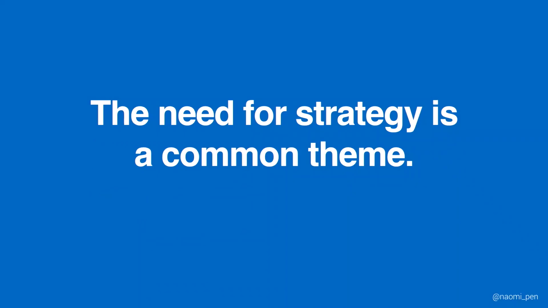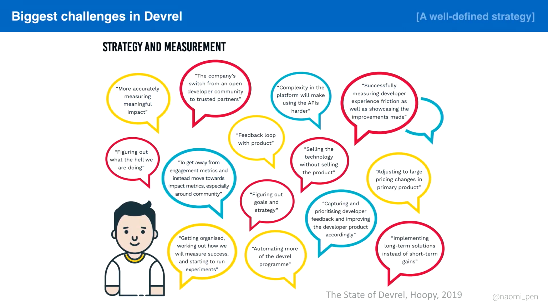And this need for a strategy that I feel is a common theme. So if you look at WHOOP's The State of DevRel report, they actually looked at what people think are the biggest challenges in DevRel right now. And they found 4 major things. One of them was strategy and measurement. And about half of the quotes on this page are about strategy. My favorite one being on the left side in pink, the one that says, figuring out what the hell we are doing. And I find that quite entertaining.